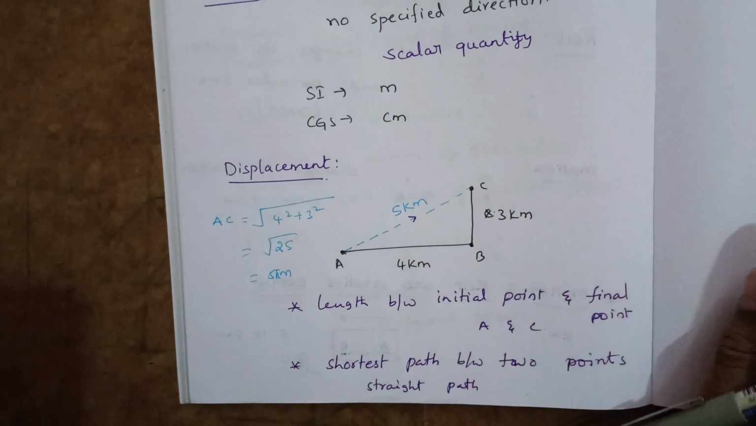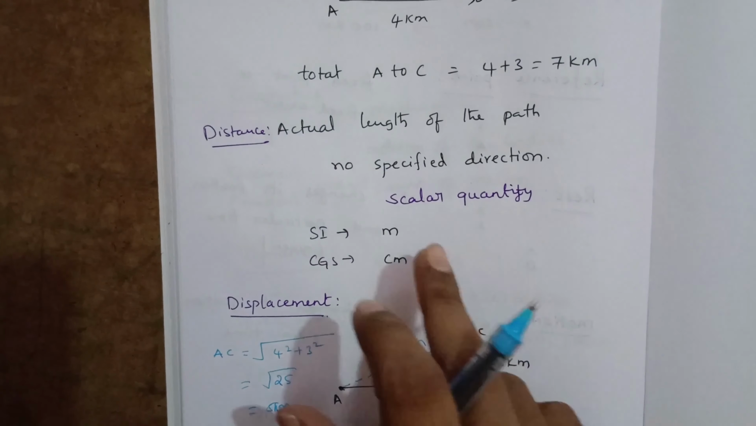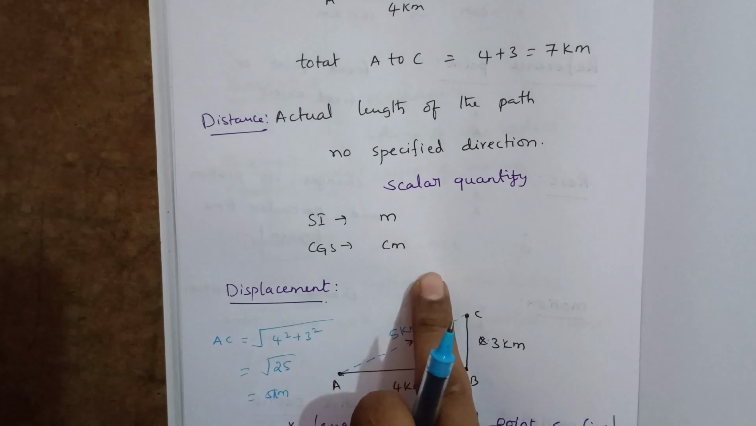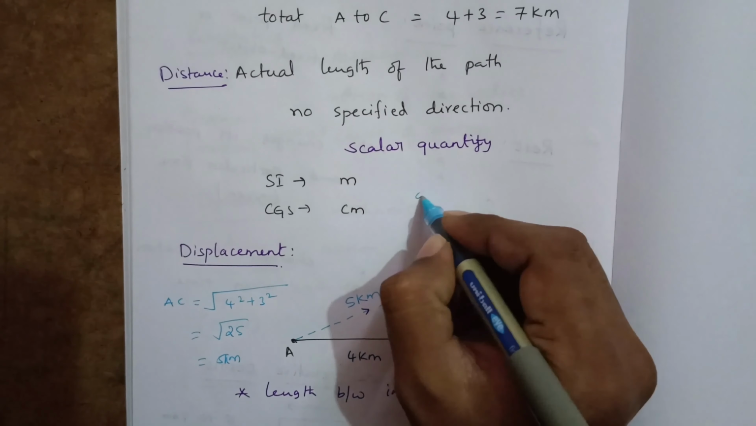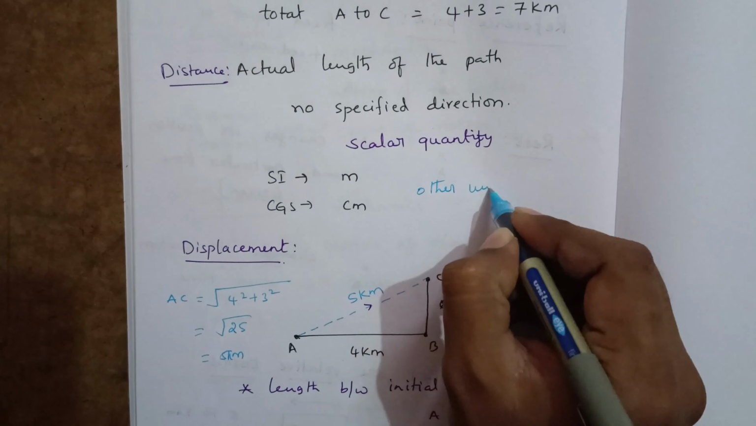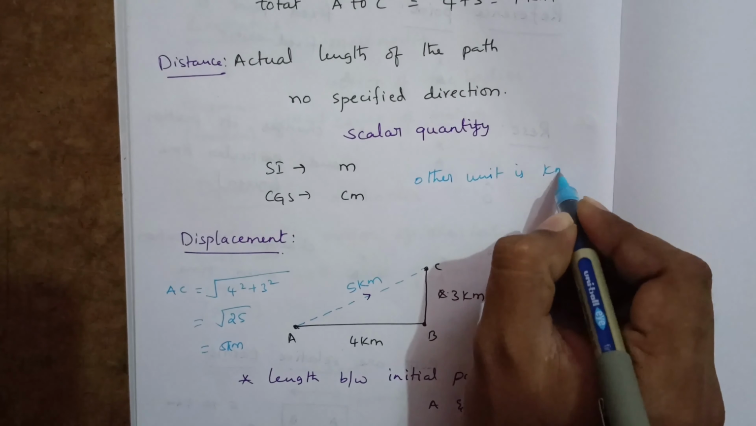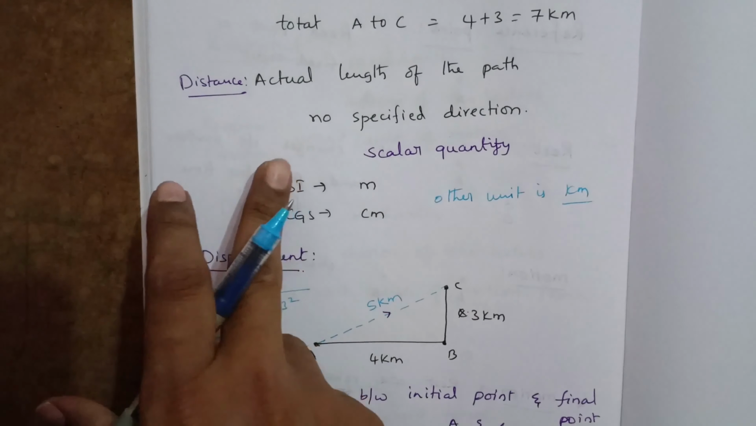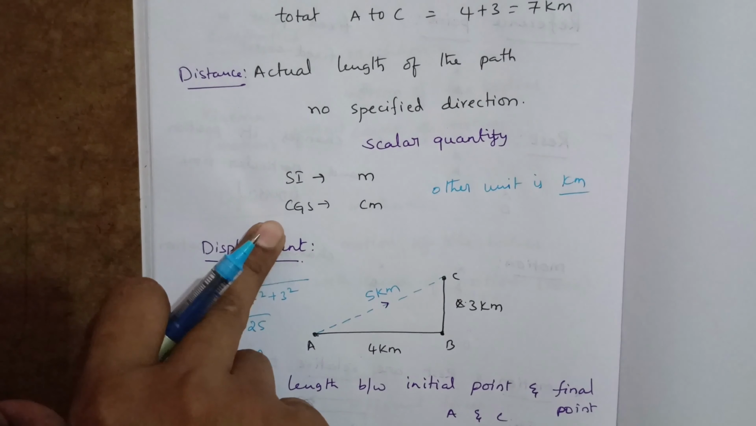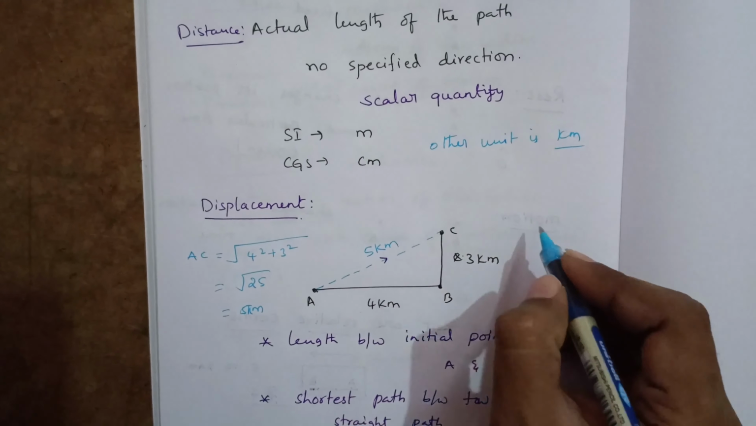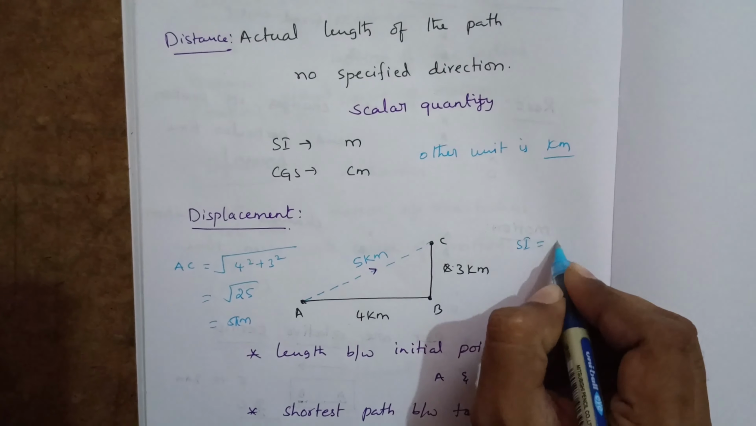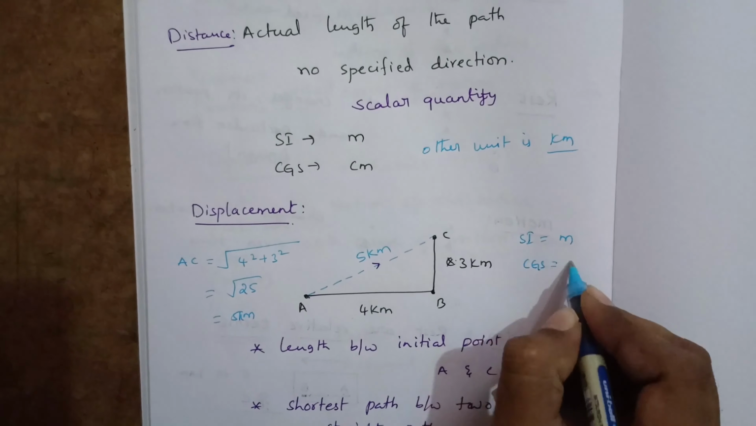Now here you will get a doubt. Why is sir saying the SI unit is meter and the CGS unit is centimeter, and yet using kilometers? Kilometer is another unit, used only for practical purposes. But the standard international units and CGS units are meters and centimeters. Even for displacement, the SI unit is meter and the CGS unit is centimeter.